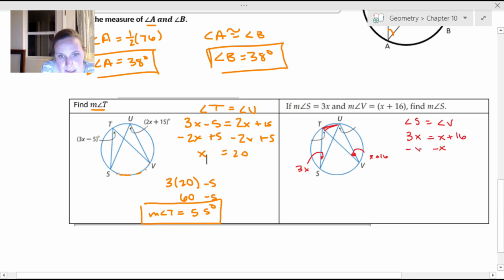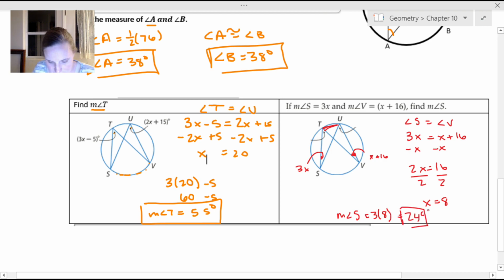Subtract x from both sides, I get 2x, and then divide by 2, x is equal to 8. There we go. Oh, that's not what it wants. It wants the measure of angle S. The measure of angle S is 3 times x, which is 3 times 8, which is 24. So 24 degrees is the answer.